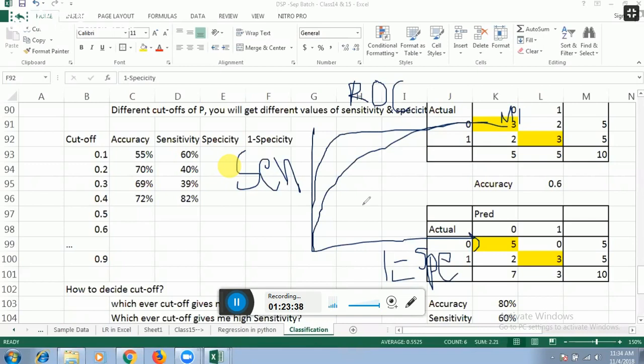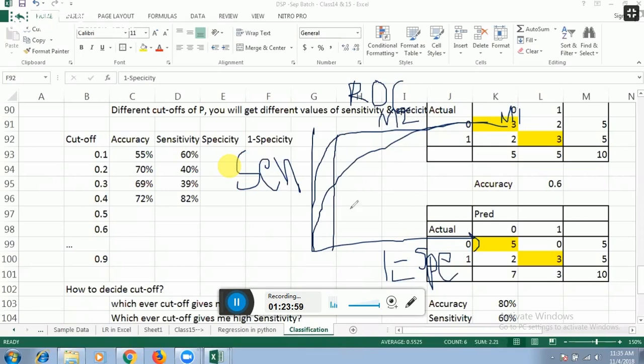So what does that mean? So this is my M2. Assuming that, which model is best? M2. Why? Because for a lower value of your 1 minus specificity, you are getting the high sensitivity. So that means that my M2 is better than M1. Do you agree with me or not?